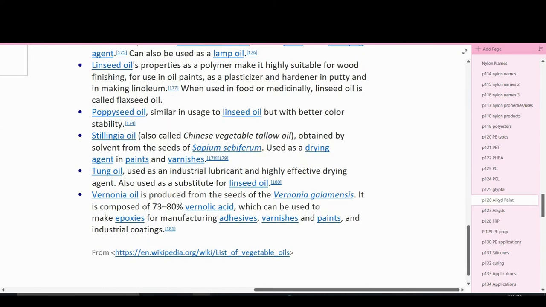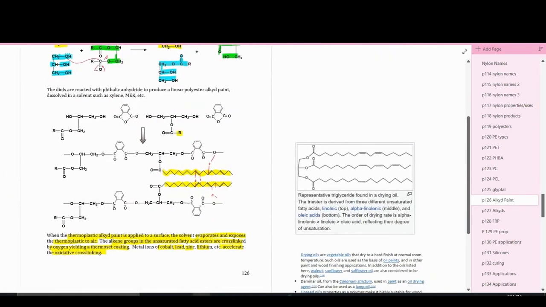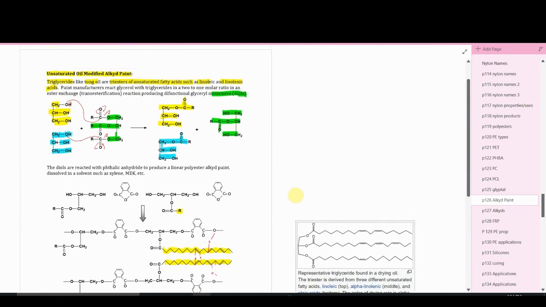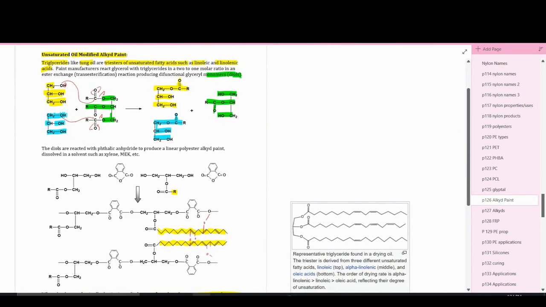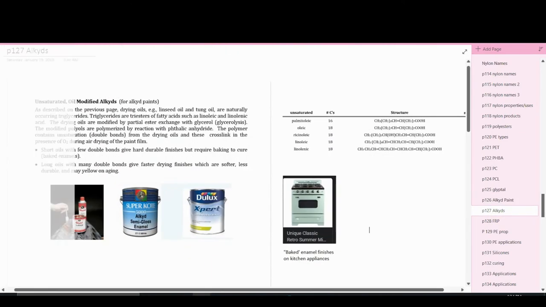So you can put the oils in your salad and you can eat them, or you can put them in the linoleum on the floor, or you can coat your wood with them as a coating. Amazing stuff. Tung oil, used as an industrial lubricant, is a highly effective drying agent, and so on and so forth. So there you are. Pretty important stuff for you to know about paint manufacture with esters. All right, a little bit more, almost done with this.